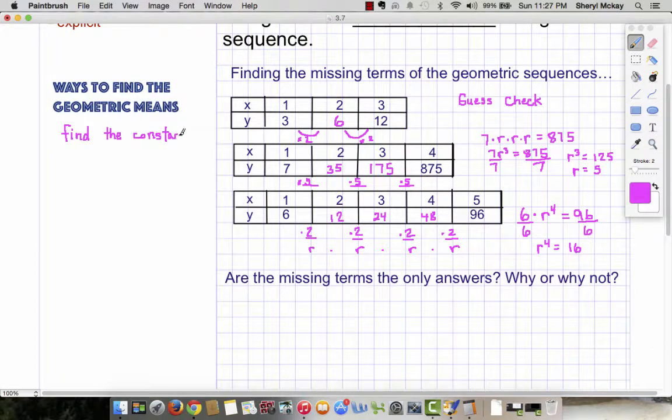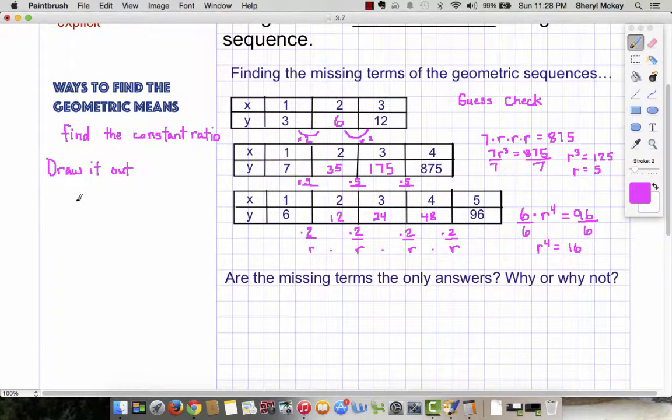So that's important. So write that down. Find the constant ratio. And then how you go about finding it, you can do it several ways. You can do exactly what I did, draw it out, and just count the constant ratios. Count how many they are and know that it's multiplied times itself, that it's going to be an exponent, right?